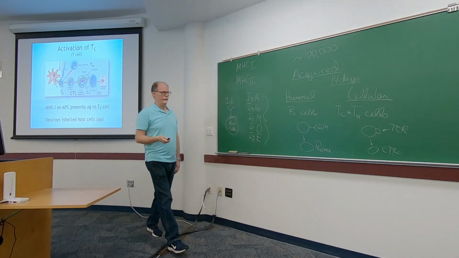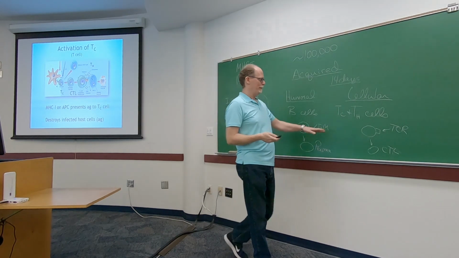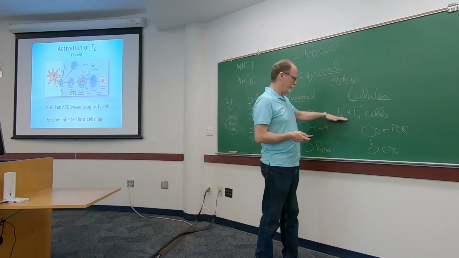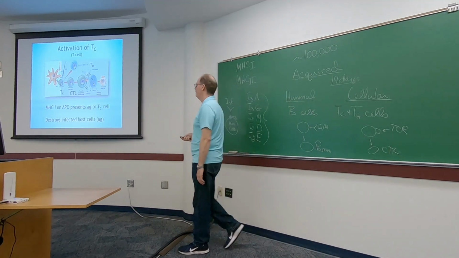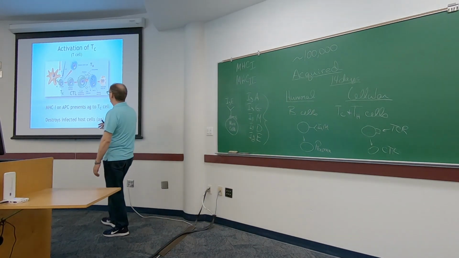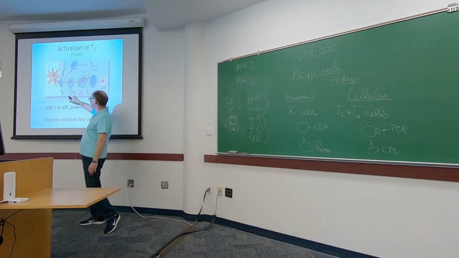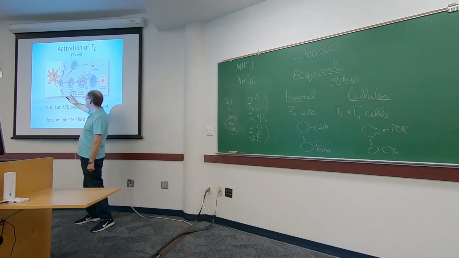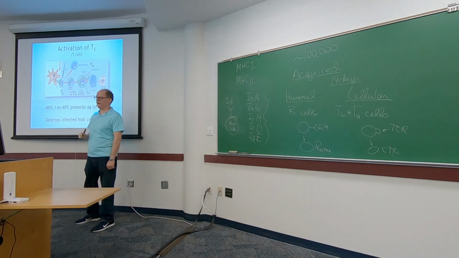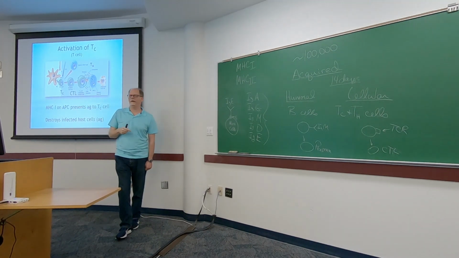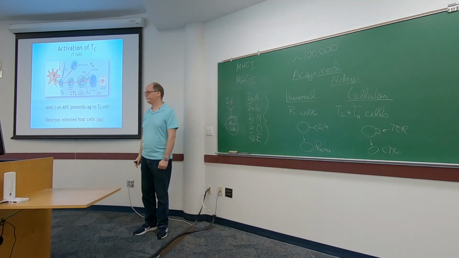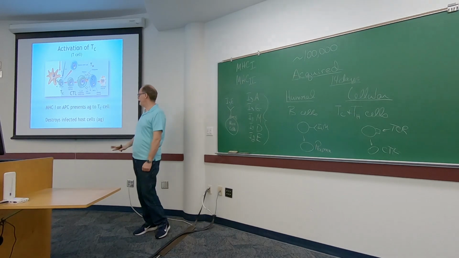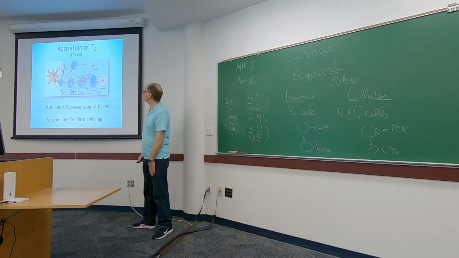Now, we did the T helper. Now we're going to activate the T cytotoxic. For simplicity purposes, I'm saying the activated T cytotoxic cell becomes the cytotoxic T lymphocyte, CTL, when it's activated. I don't know if that's really clear in textbooks, but I'll make that distinction for this class.